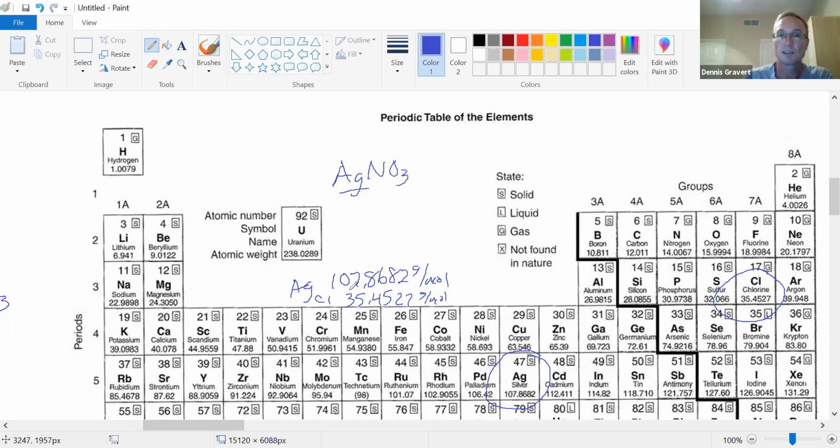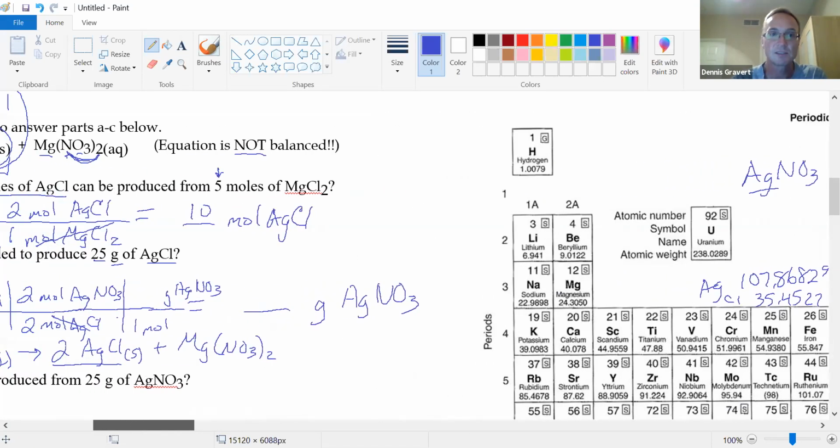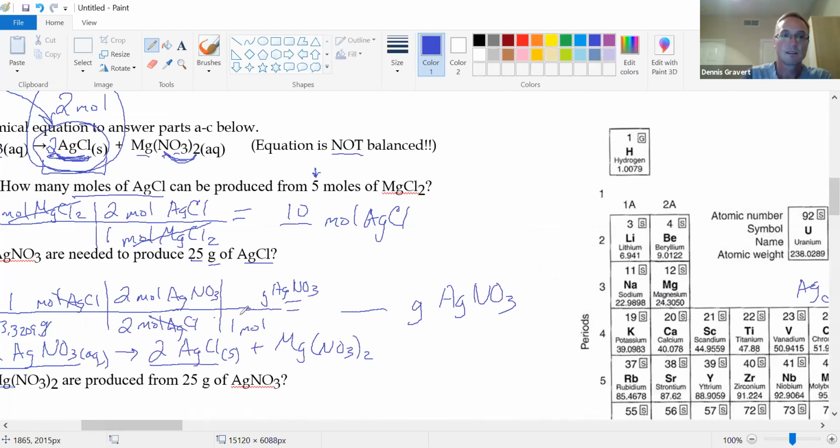So 1 silver weighs 107.8682. Nitrogen weighs 14.0067. 3 oxygens will be 3 times 15.9994. When you add up the weights of all those atoms, I got 169.8731 grams for every 1 mole.